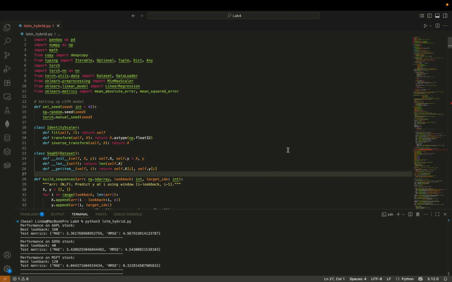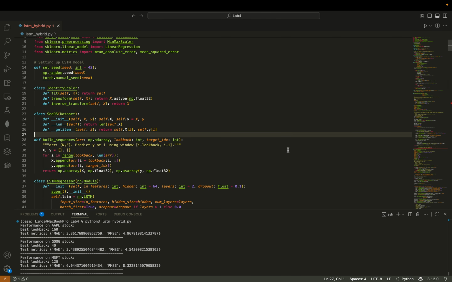I'm going to introduce another time series model that we used to forecast the stock price, which is the LSTM model. Here are the functions for setting up and defining the LSTM model.